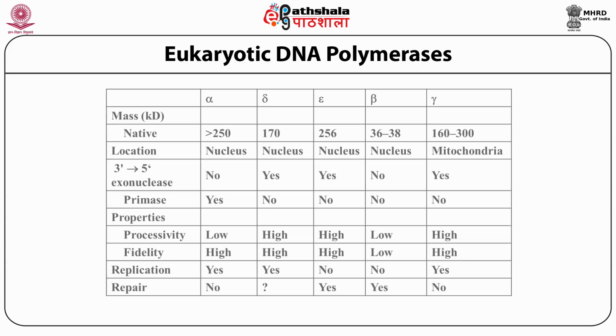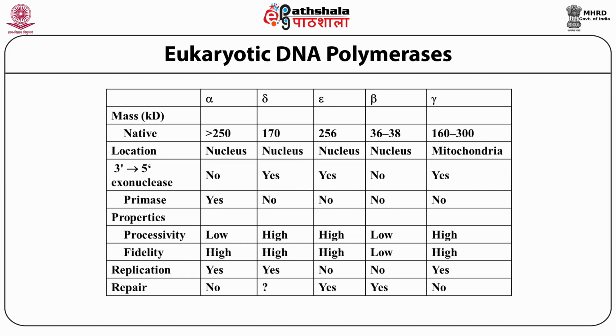Now, this is a table which is an overview of the different types of eukaryotic DNA polymerases with their location. As you can see, DNA polymerase gamma, which does the mitochondrial replication, is present in the mitochondria. Now, the interesting part which you have to understand here is that not all eukaryotic DNA polymerases have 3' to 5' exonuclease activity. For example, DNA polymerase alpha and beta do not have the exonuclease activity, so they do not have this proofreading ability.